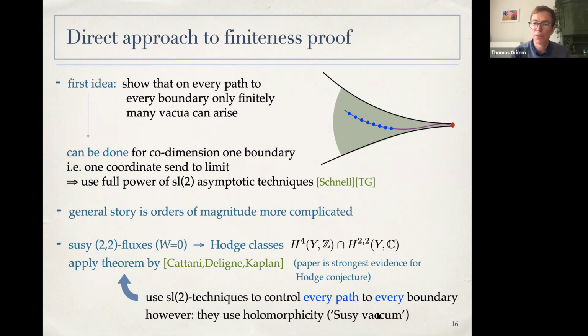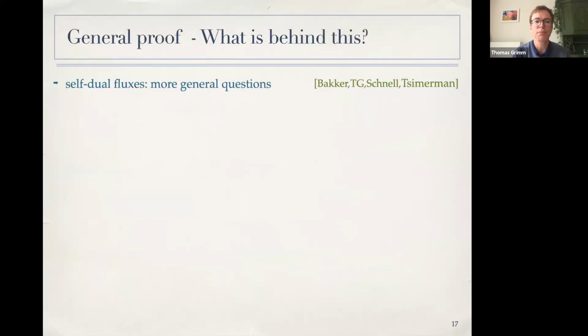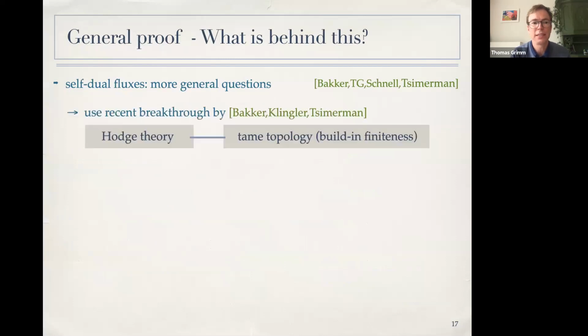But they use holomorphicity in a specific way. And so for them, it's important to have these (2,2) fluxes or (p,p) forms on a Calabi-Yau p-fold. The general proof is more involved, and it actually uses some recent breakthrough by Bakker, Klingler, and Zimmermann, which connects Hodge theory, so the things which we discussed, with another mathematical field which is called tame topology.